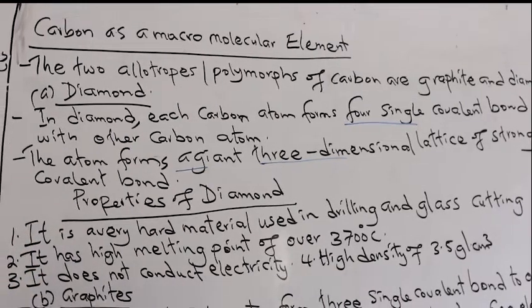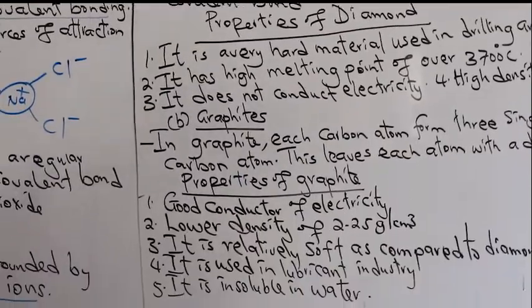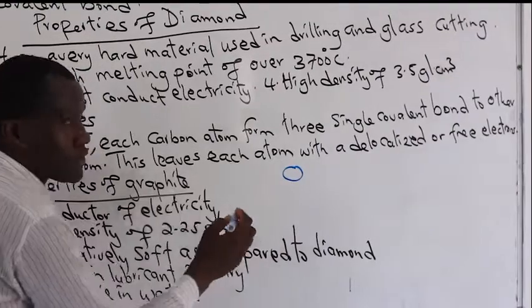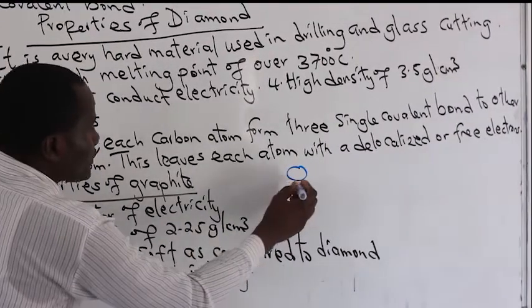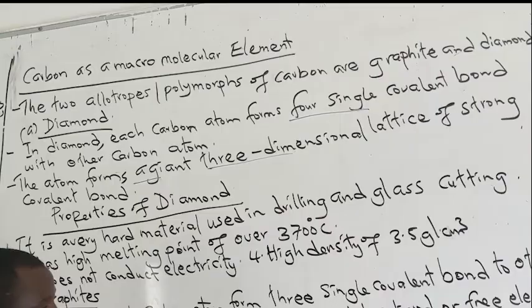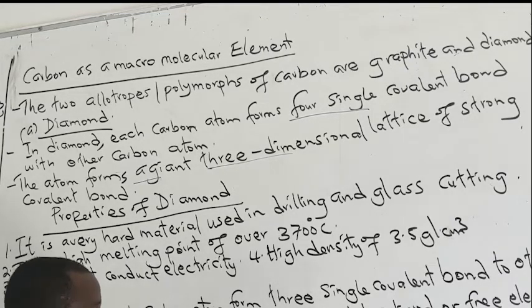I can give a simple illustration of this where we have, so this is one carbon atom. There is another carbon atom here. We have another carbon atom, then we have another carbon atom. Sorry, let me draw it well so that we can see what is happening.